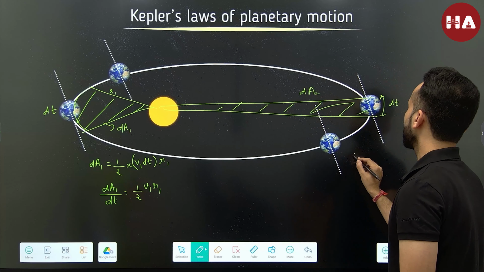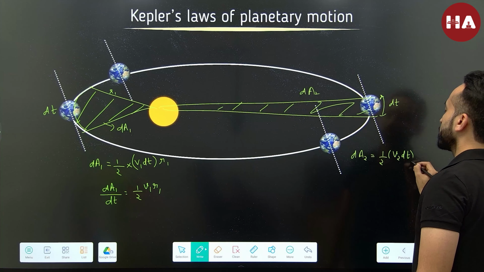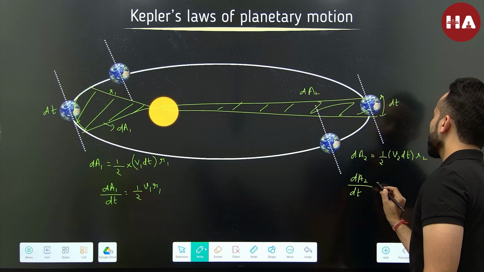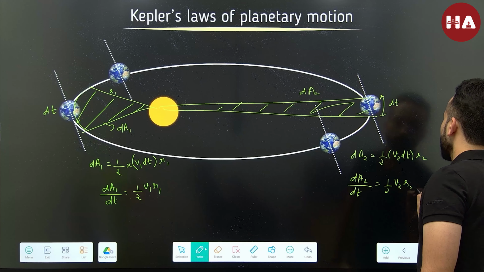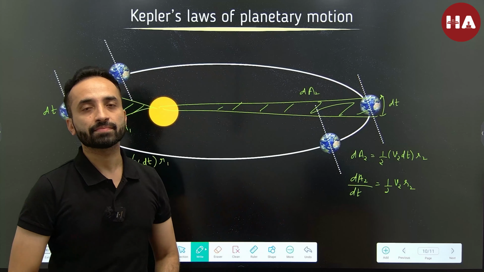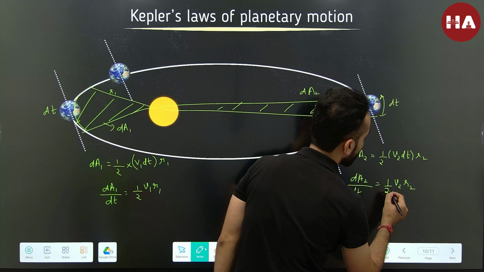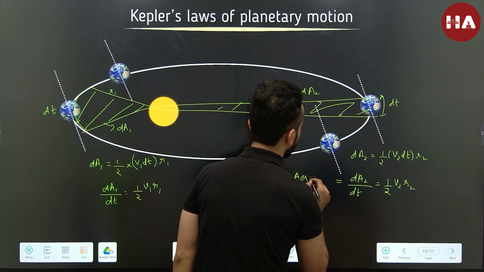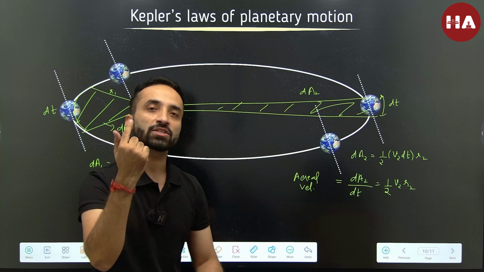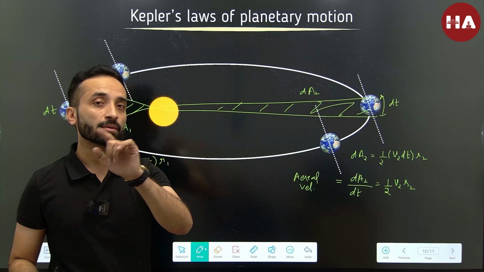Similarly here, dA2 is going to be half times V2 dt times R2, and dA2 by dt is going to be half V2 R2. Now what does this tell you? When we are revolving around the sun, is the radius same? No, radius is changing. But velocity and radius product, that decides the aerial velocity. What do we call this? Aerial velocity. That is the rate at which the area is being swept, right? That is constant, because that is decided by the product of V and R.